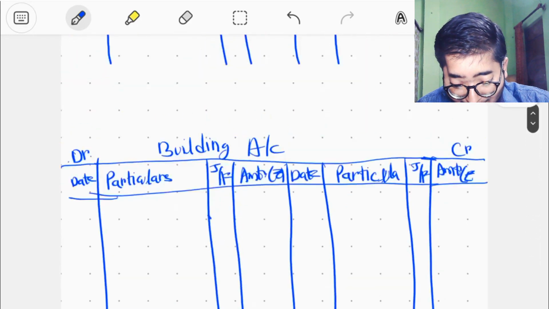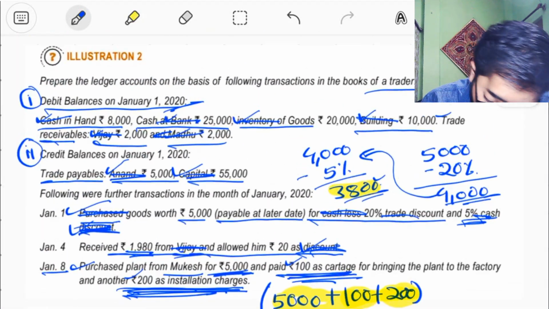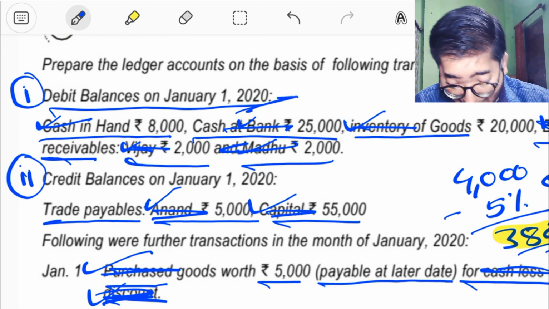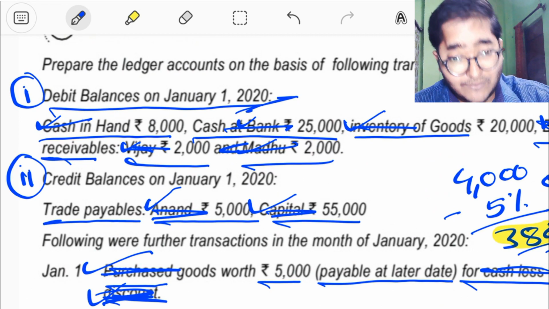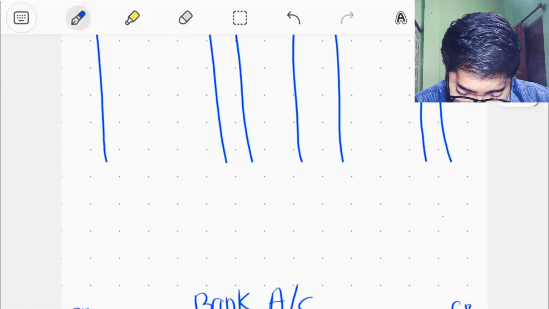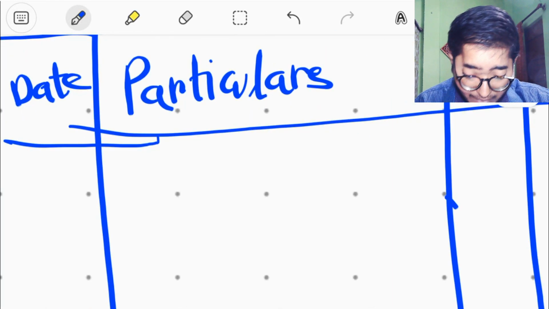Now let's start transferring, or let's start our ledger posting. First of all, it's given the opening balances. The debit balance of cash in hand 8,000, cash at bank 25,000. So cash and bank both are assets.